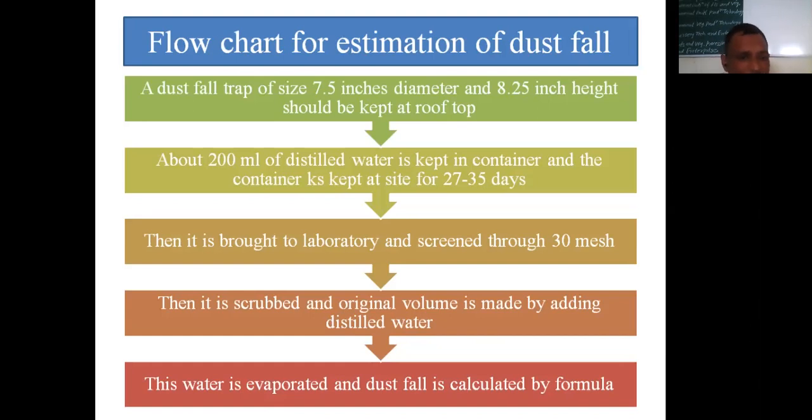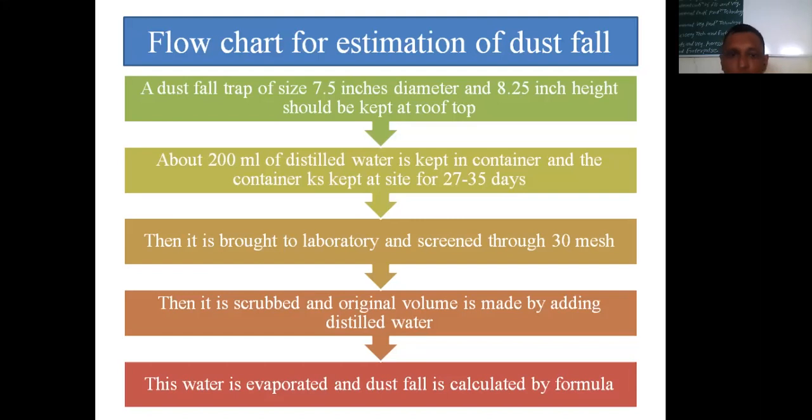Now, this is just a flow chart. आता ह्याची समरी आहे आपल्या पूर्ण प्रॅक्टिकलची. सुरुवातीला काय केलं की डस्ट फॉल घेतला, त्याची साईज 7.5 इंच डायमीटर आणि 8.25 इंच हाईट. It should be kept on the rooftop. त्यामध्ये पाणी टाकायचं. About 200 ml of the distilled water is kept in the container and the container is kept at the side for 27 to 35 days.